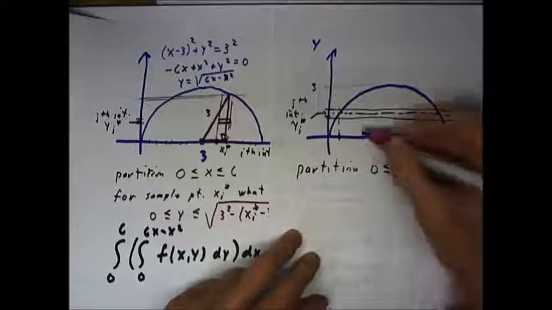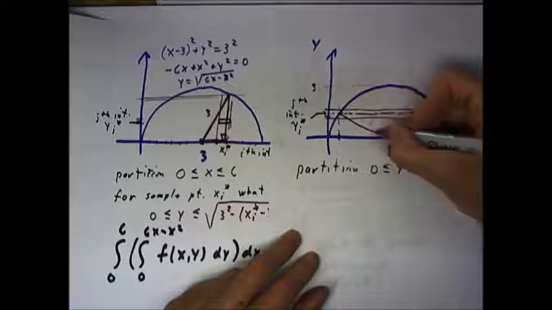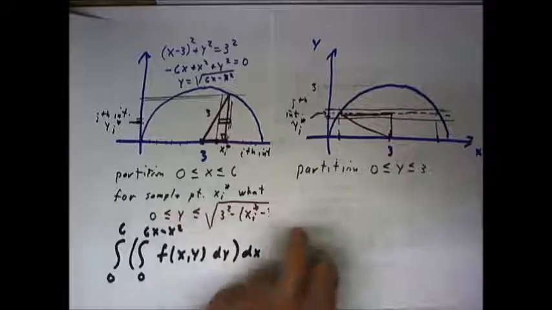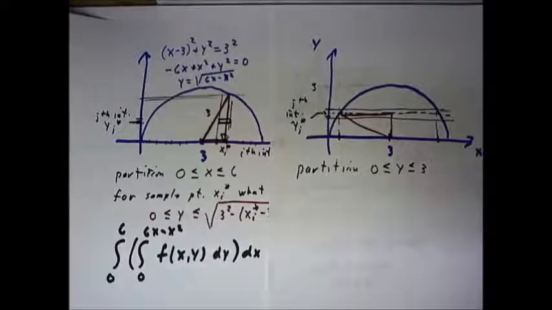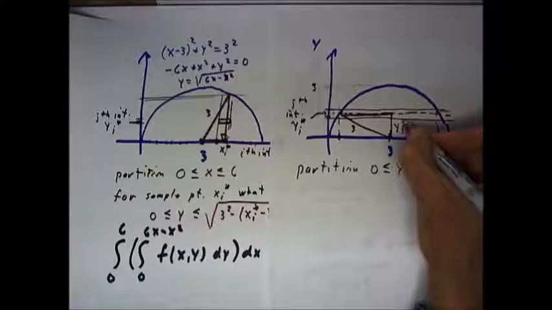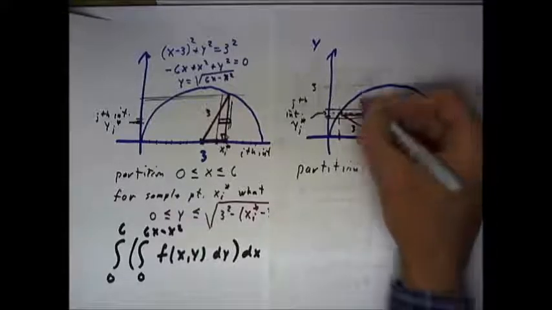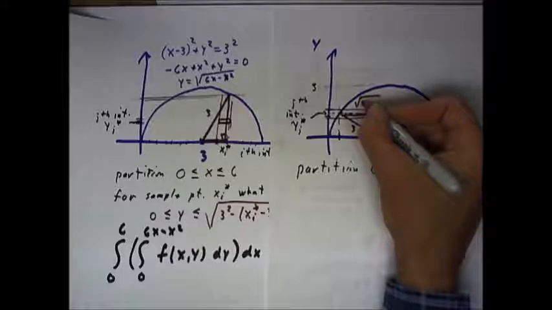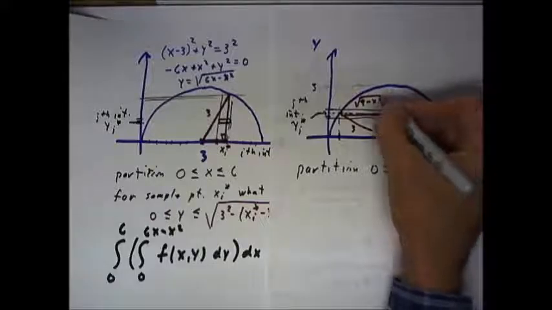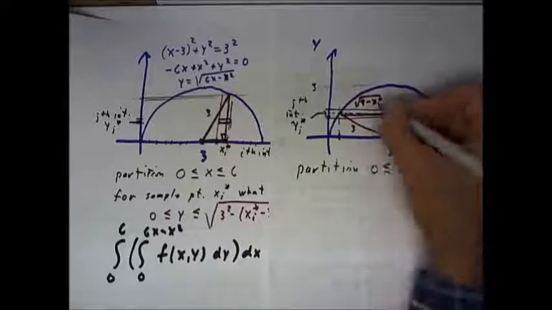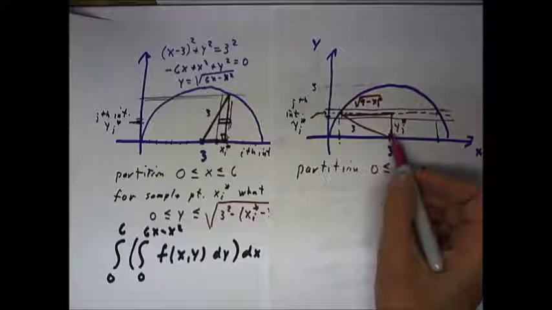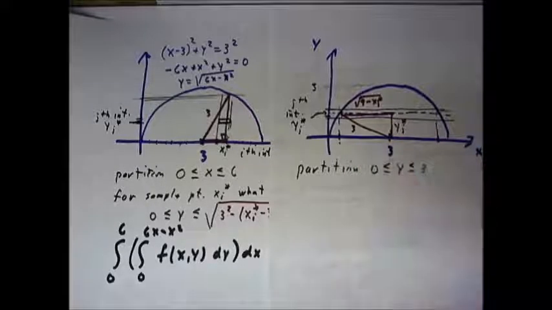Now again, we could use geometry, considering this triangle, which I seem to have not drawn very well, but we consider this triangle. We have 3 here, we have yj star here, so up here we have square root of 9 minus xj star, xi star. That's this distance, so that this x coordinate would be 3 minus the square root of 9 minus xi star.